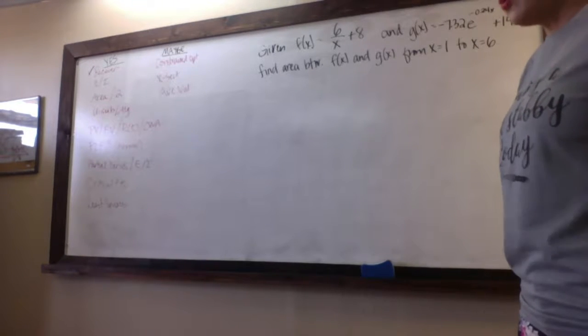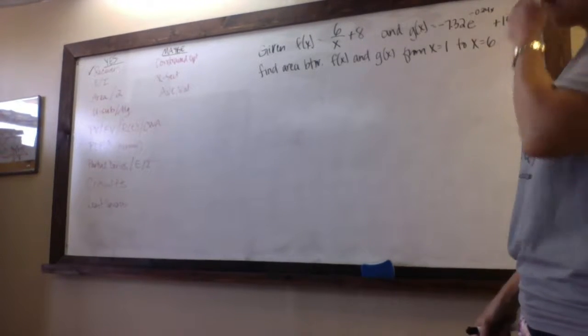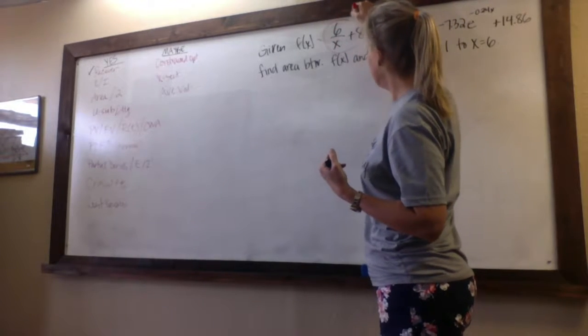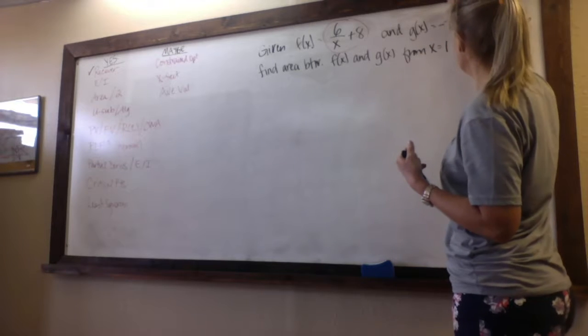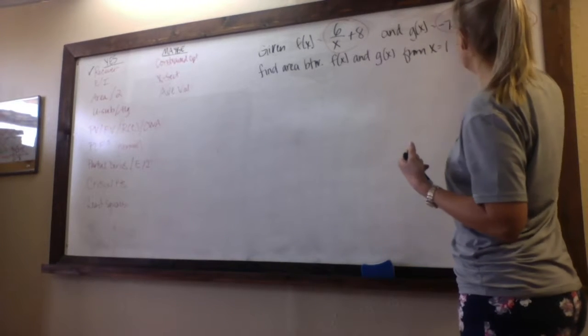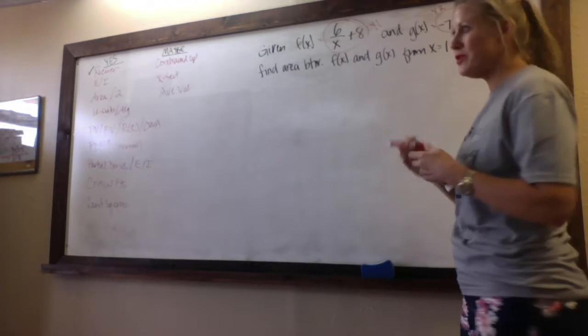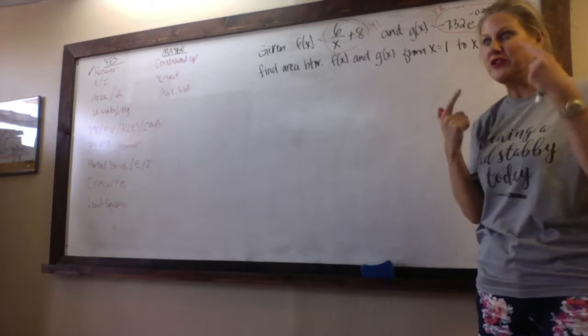Find the area between two curves. Step 1, put one of these guys into y1 and put the other guy into y2. And you don't have to write down who you've put where on your test, but I do because I forget.